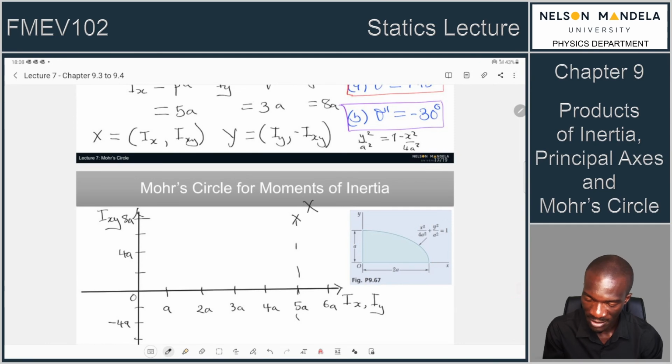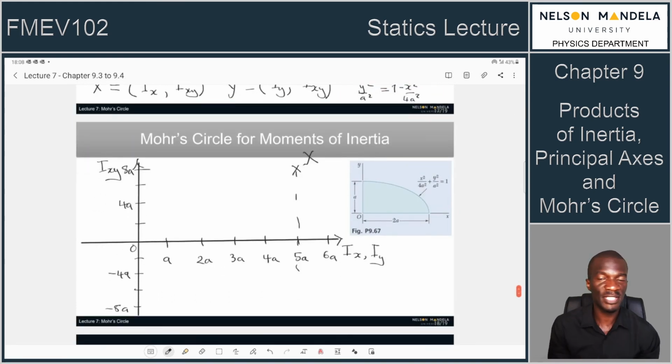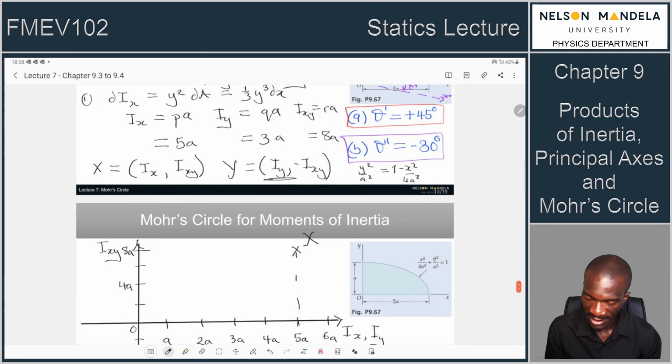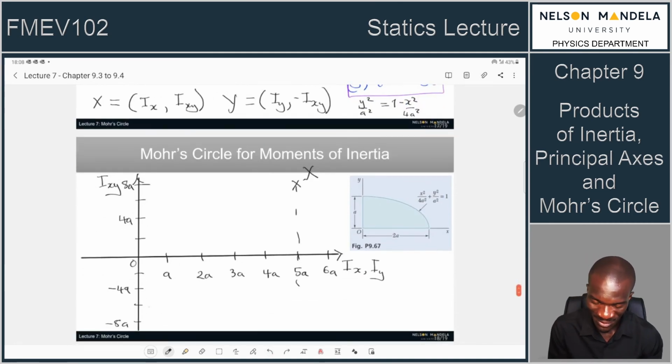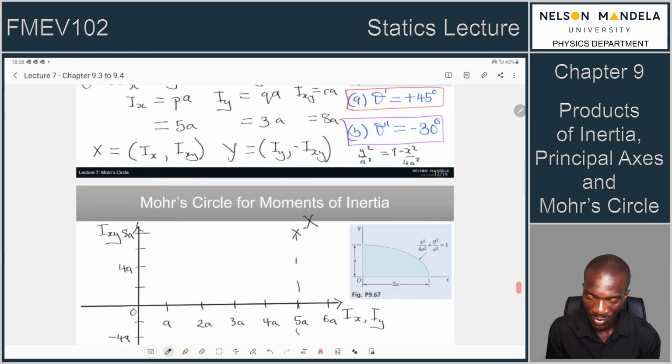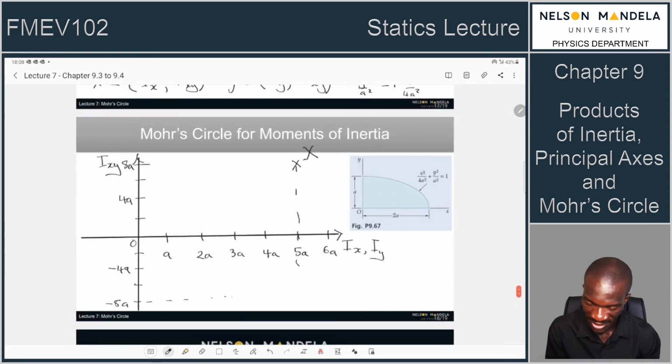We have now found the point for x. That's the x-axis. Then we want to find the y-axis position, which we said is Iy and minus Ixy. So minus Ixy is here, and Iy is 3A, so it's located there because this is our 3A. So we're happy now. We can join the two points and they form two radii. Then you can plot your circle.